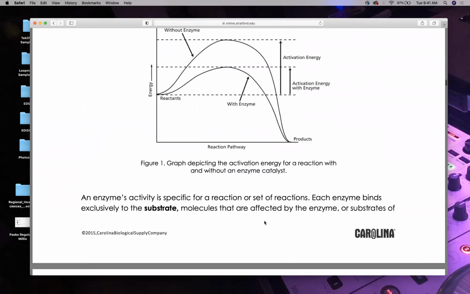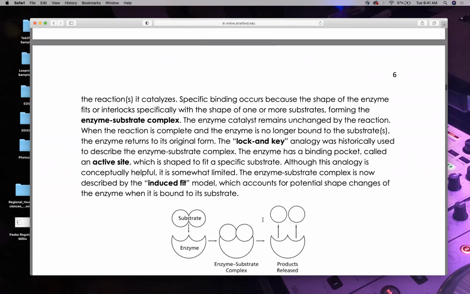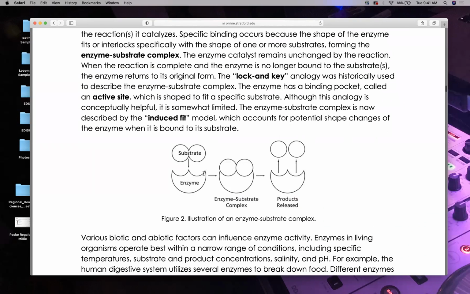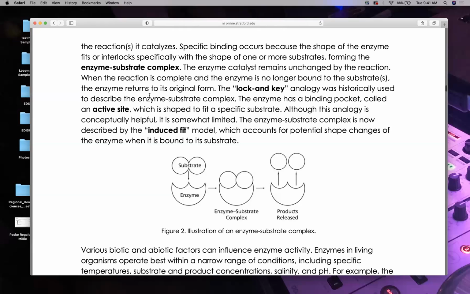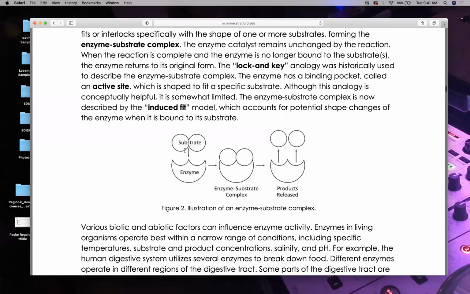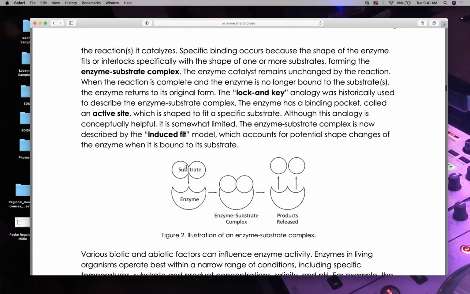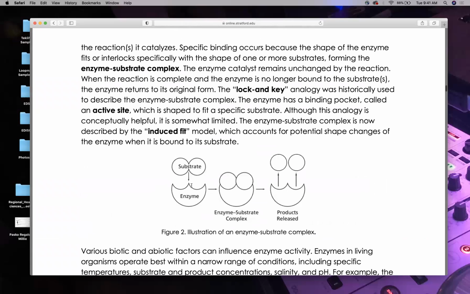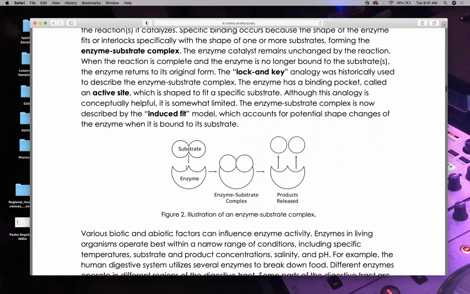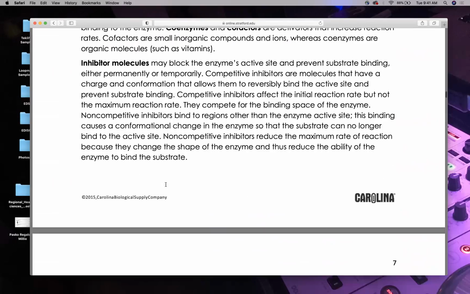Now, regarding a question for an exam, we already know it goes, what is an enzyme substrate complex? It's when the reactant or substrate binds with the enzyme, and it has a fit. It looks like it fits chemically. And you can see that in this drawing here.